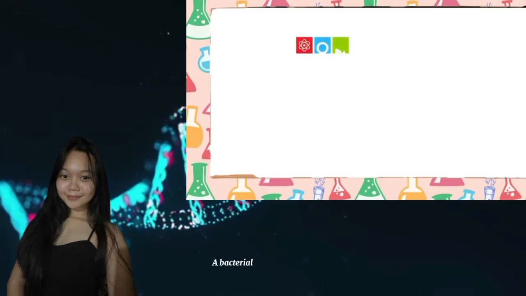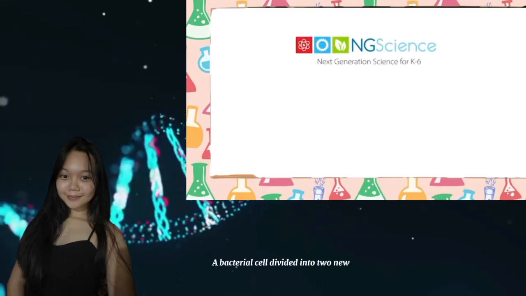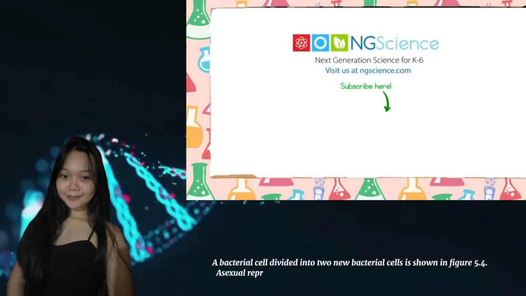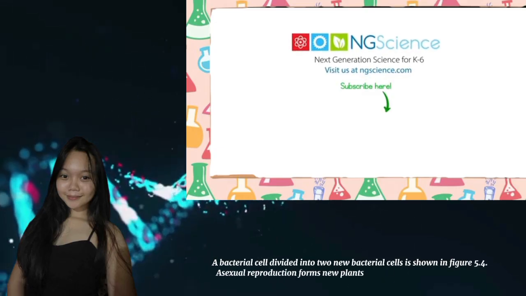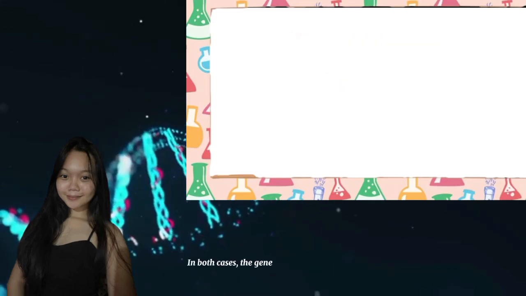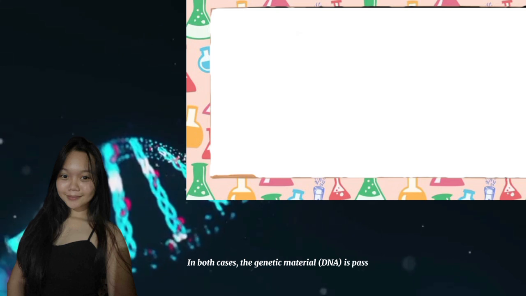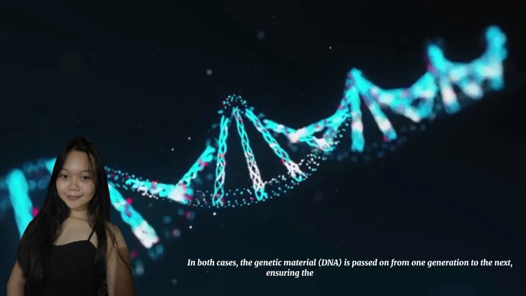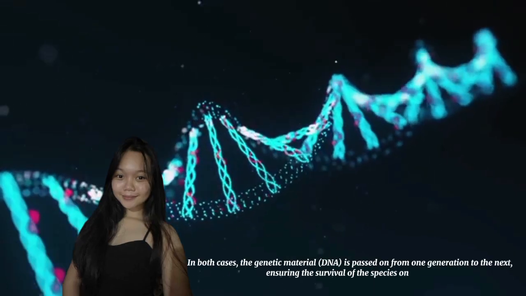A bacterial cell dividing into new bacterial cells is shown in figure 5.4. Asexual reproduction forms new plants using cuttings, stems, or leaves. In both cases, the genetic material DNA is passed on from one generation to the next, ensuring the survival of the species on Earth.